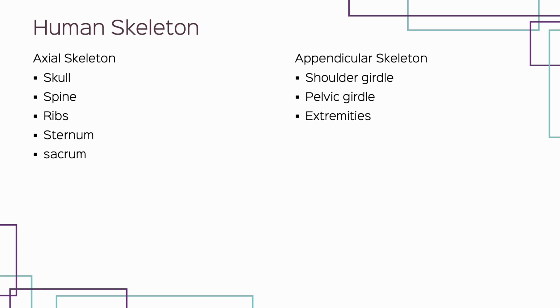The human skeleton is divided into two parts, the axial skeleton and the appendicular skeleton. The axial skeleton will contain the skull, spine, ribs, sternum, and sacrum, and it protects your vital organs. The appendicular skeleton will be your extremities and then the girdles that connect them.